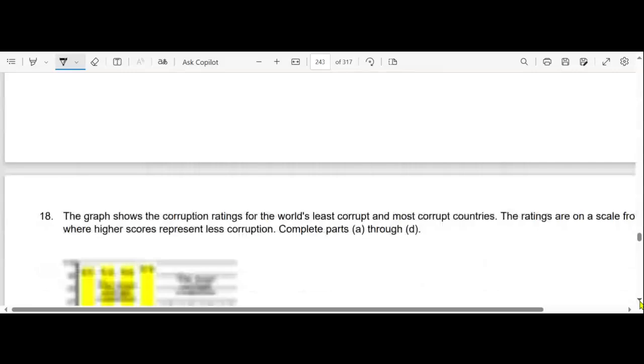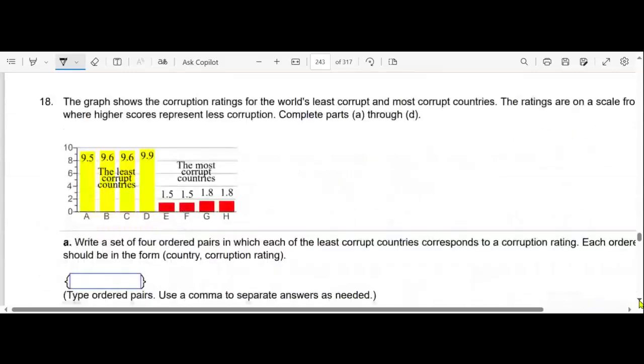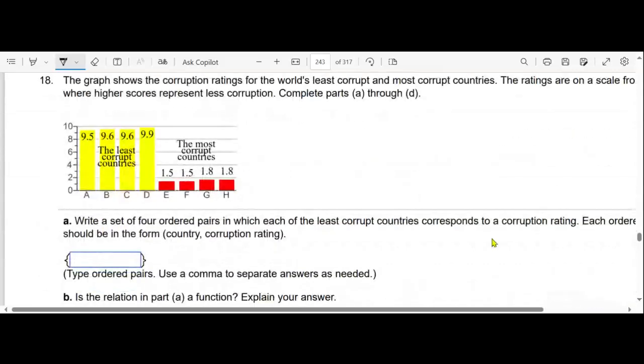Next question. Need someone to read? Yes. The graph shows the corruption ratings for the world's least corrupt and most corrupt countries. The ratings are on a scale from 0 to 10, where higher scores represent less corruption. Complete parts A through D. Very good. So they don't say the name of the country because it's not really nice to write the name of the country. But I have A, B, C, D.